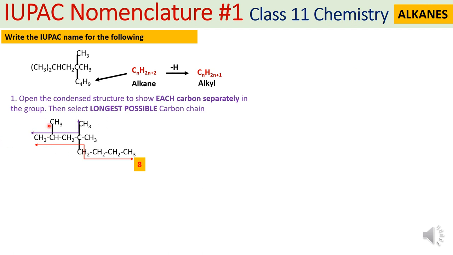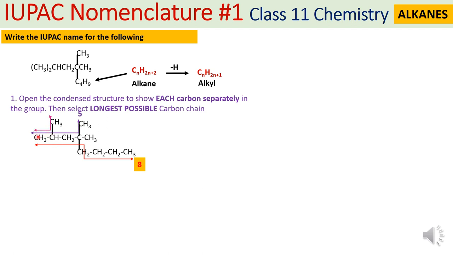So there are 1, 2, 3, 4, 5 CH3s, right? From one CH3 to another CH3, the line has to be drawn. That will be the chain. Now the line which is drawn is 1, 2, 3, 4, 5. 5 carbons are there on this chain.